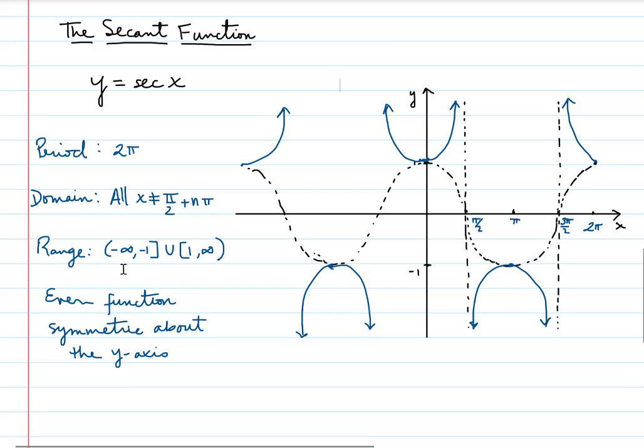And then the range is the same as cosecant. It's everything except all this stuff in the middle from negative 1 to 1. So all reals except that negative 1 to 1 interval. So we represent that with the union of these two intervals here. And just like the cosine function is even, the secant function would also be even, which means it's symmetric about the y-axis, right? So if you fix the y-axis and you reflect it about that axis, then you will have the same thing. You'll have the same graph.